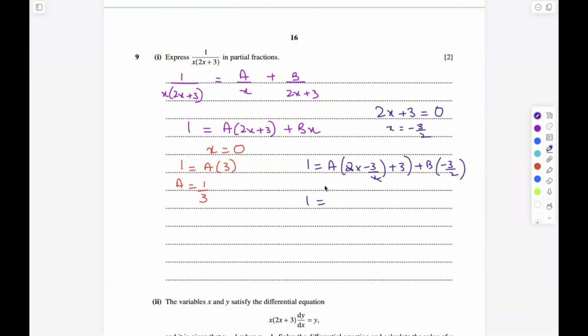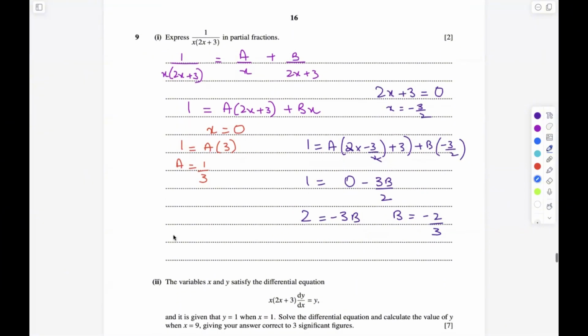So this will become 1 is equal to, this will become 0, minus 3 plus 3 is 0, minus, so this will become 3b upon 2. Cross multiplying, we'll get 2 times 1, so that will become 2 is equal to minus 3b, and b will be equal to minus 2 upon 3. So the final answer will be, as a is 1 upon 3, 1 upon 3x minus 2 upon 3 into 2x plus 3.